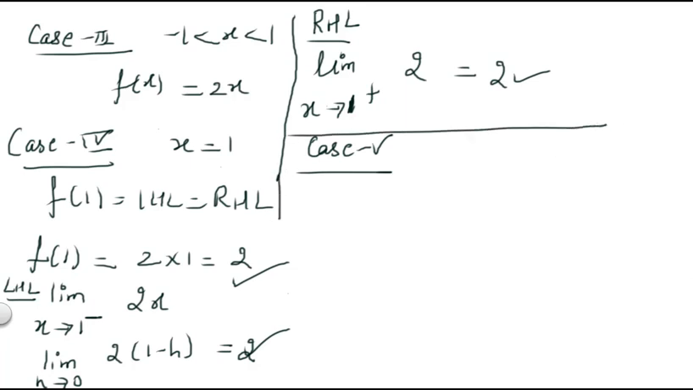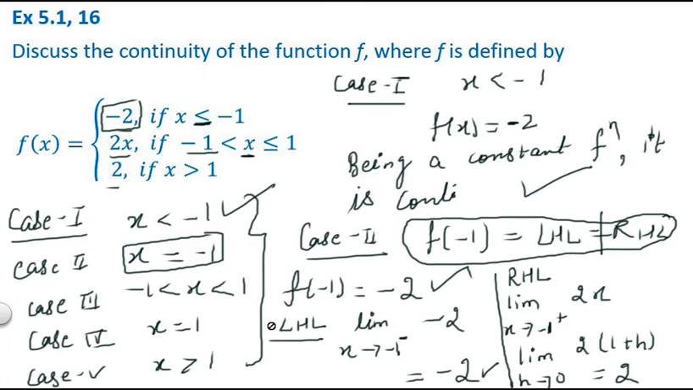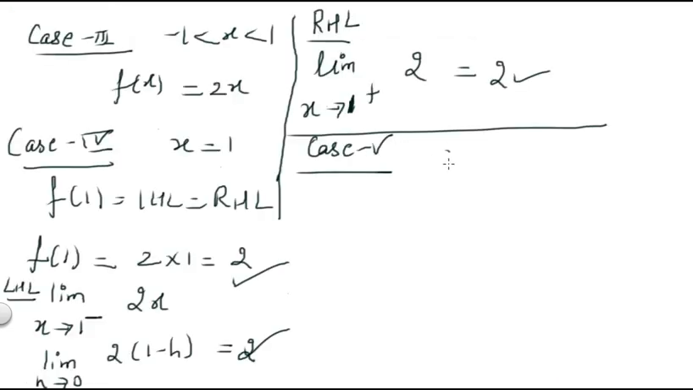In case number 5, let us see what case 5 was. Case 5 was when x is greater than 1. And you see, for x greater than 1, the function value is 2 only, which is a constant number. So we will write for x greater than 1, the function is equal to 2. For all the values which are greater than 1, we are going to get the answer as 2. So the function is a constant function and is continuous.